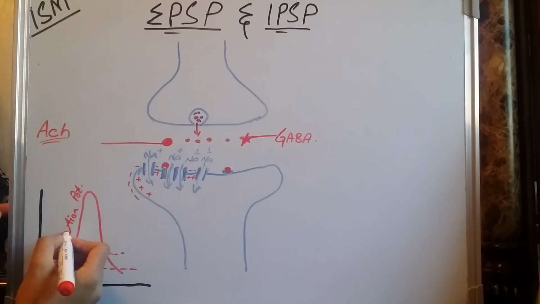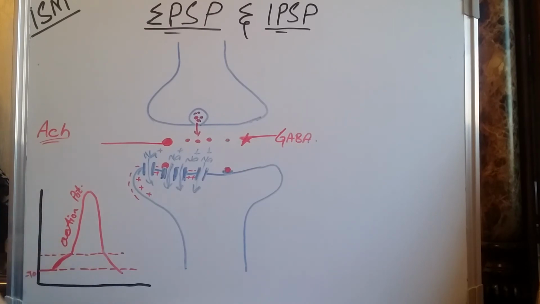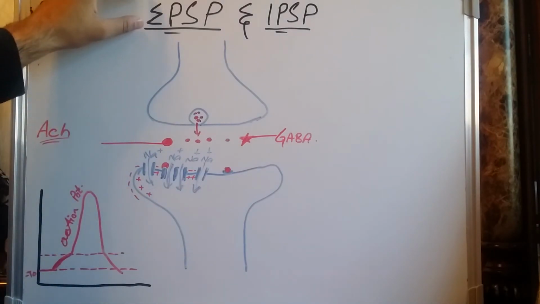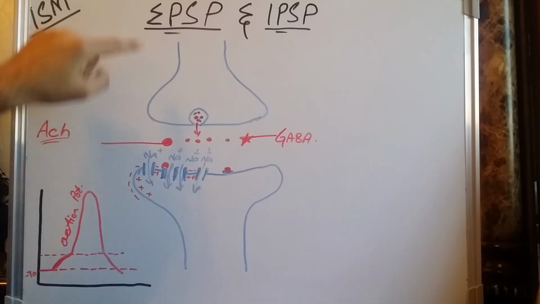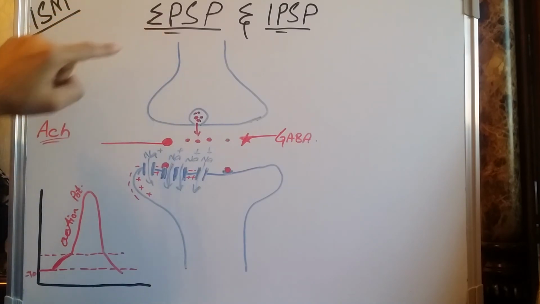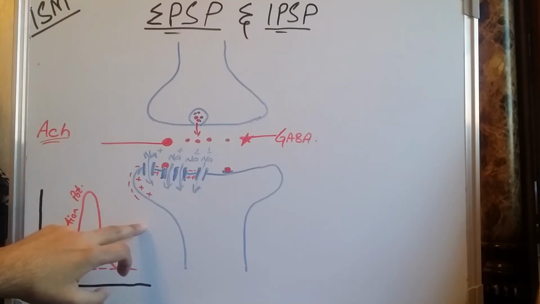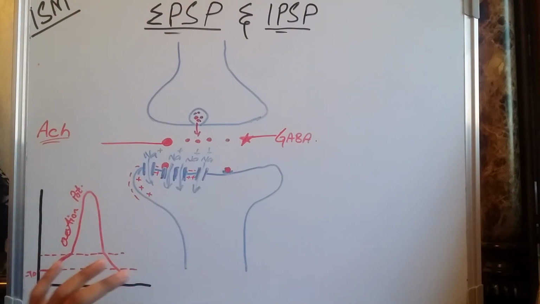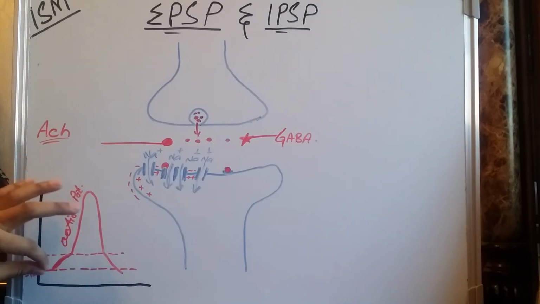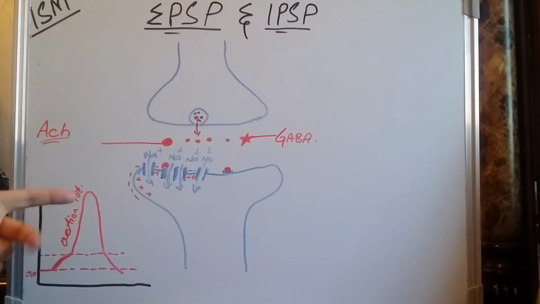So what will happen? The action potential is generated. So we can say that the postsynaptic membrane becomes excited. So this potential is known as excitatory potential. So the acetylcholine is generating an excitatory postsynaptic potential, and this excitatory postsynaptic potential makes the postsynaptic membrane depolarize and more likely to generate the action potential. So it will generate the action potential very efficiently.